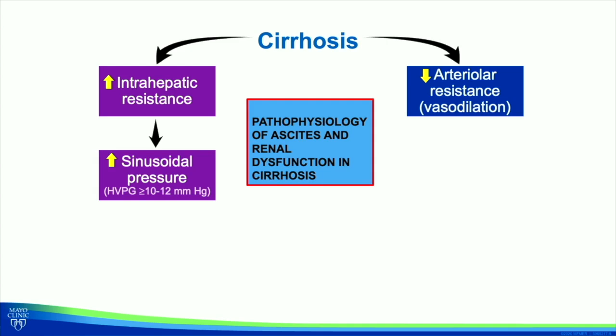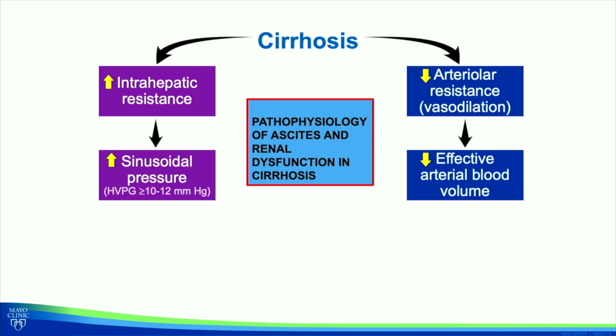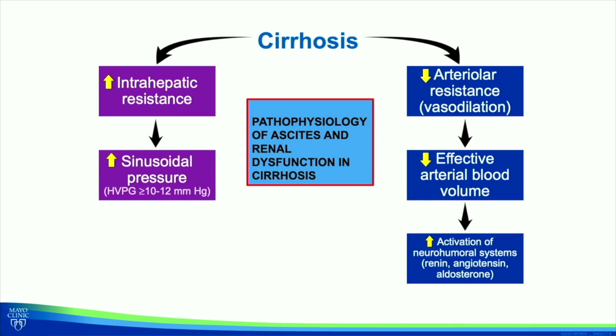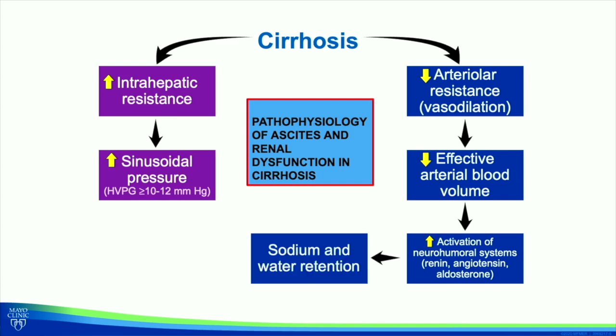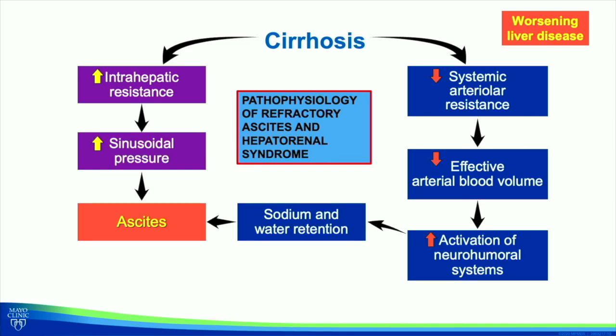So the same blood volume is now flowing through a wider vascular space, and the kidney perceives this as a decrease in the effective arterial blood volume, and so the kidney tries to retain sodium and water by activating neurohumoral systems. So sodium and water is retained, and that is compartmentalized to the peritoneal space as ascites. Now, when liver disease gets worse, there is more vasodilatation, so further decrease in the effective arterial blood volume, more activation of neurohumoral systems, more sodium and water retained, and then you get refractory ascites.